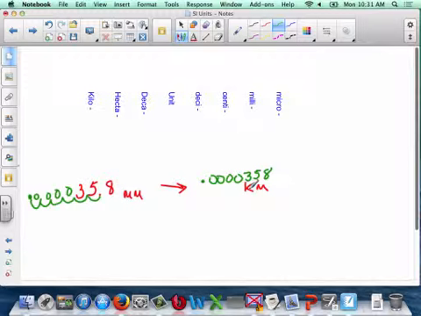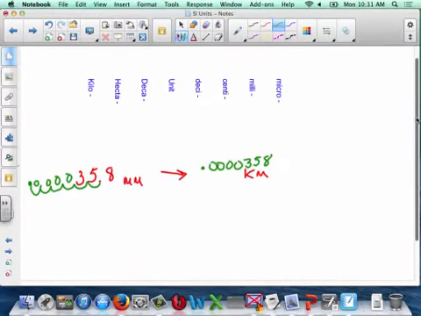Does that look like something we can handle? Should be, right? It's not that bad. It's not too scary. So, are you saying 35.8 is the same as that? Yes, 35.8 millimeters is the equivalent of that many kilometers.